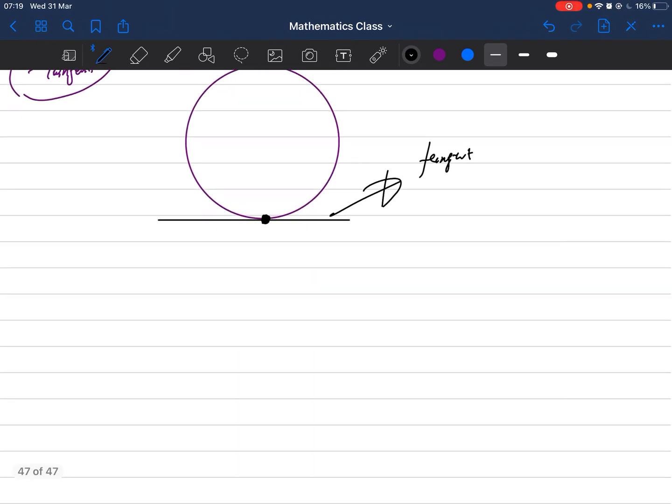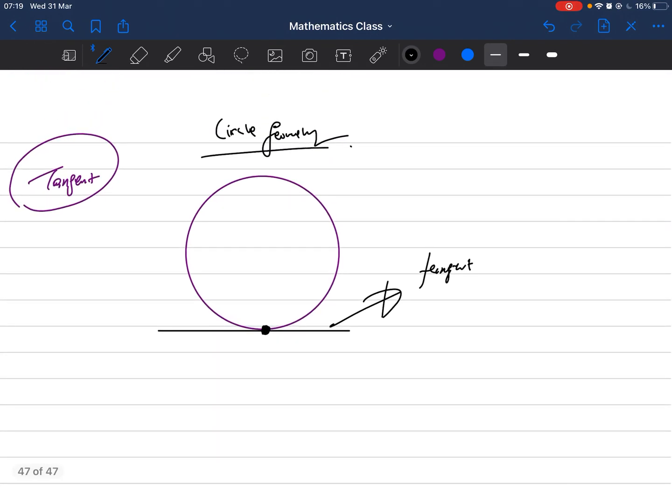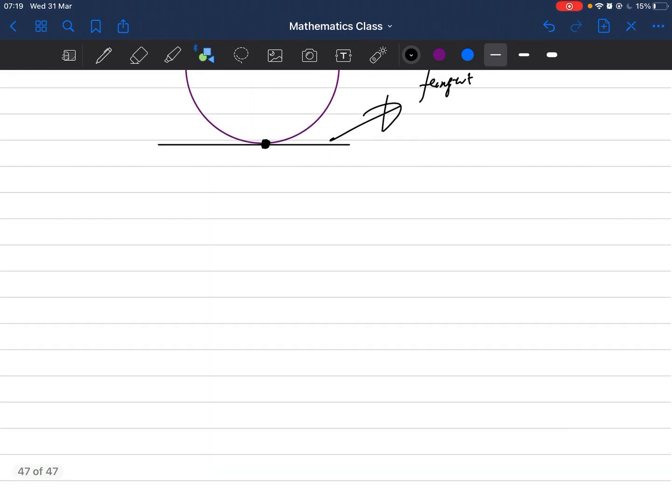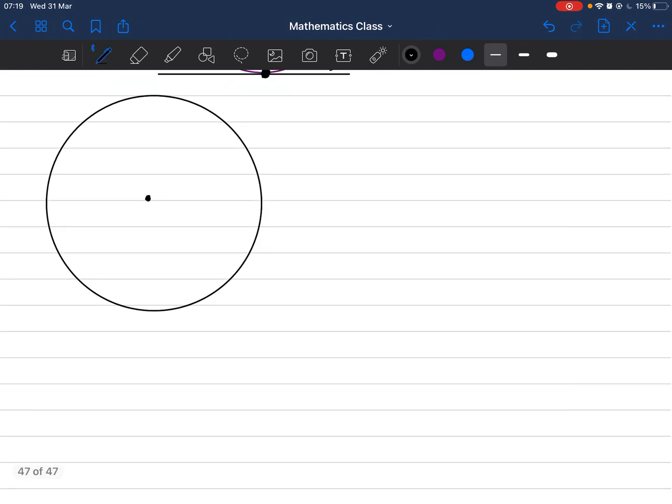Now, what are the theorems that you can have about a tangent and a circle? Let me give you one. Let me draw a circle. And let's say you have a tangent like this. And you have a line from the center to the circumference. From our previous videos, we discovered this line from the center to the circumference is your radius. So you have a radius and you have a tangent.